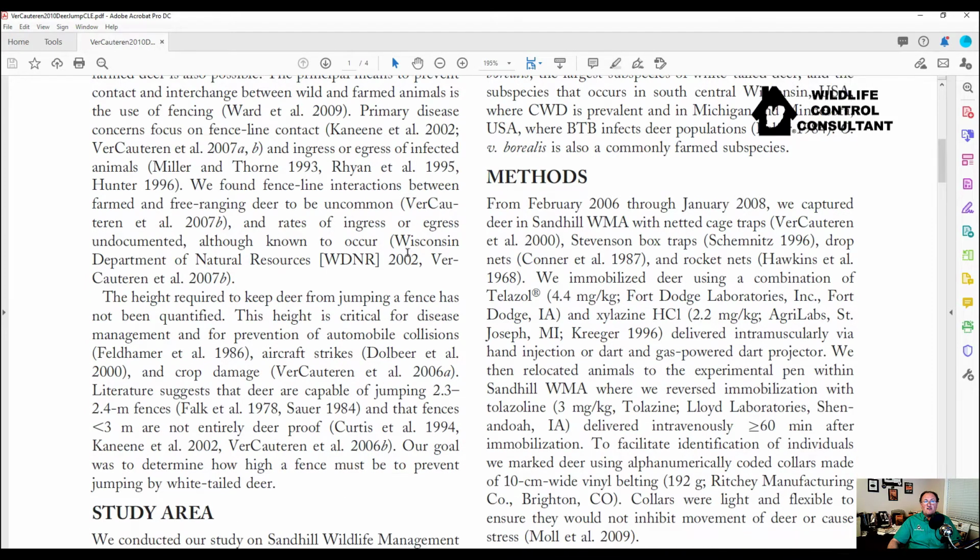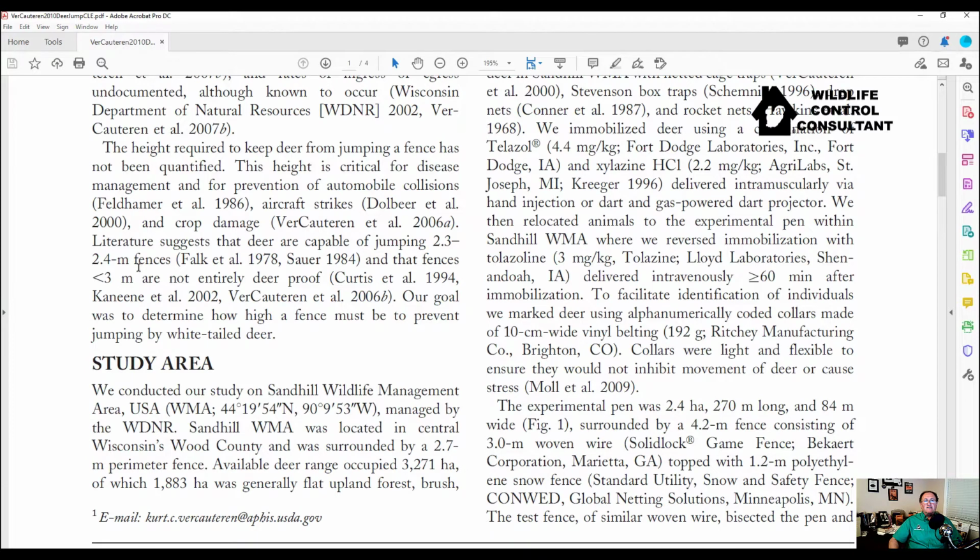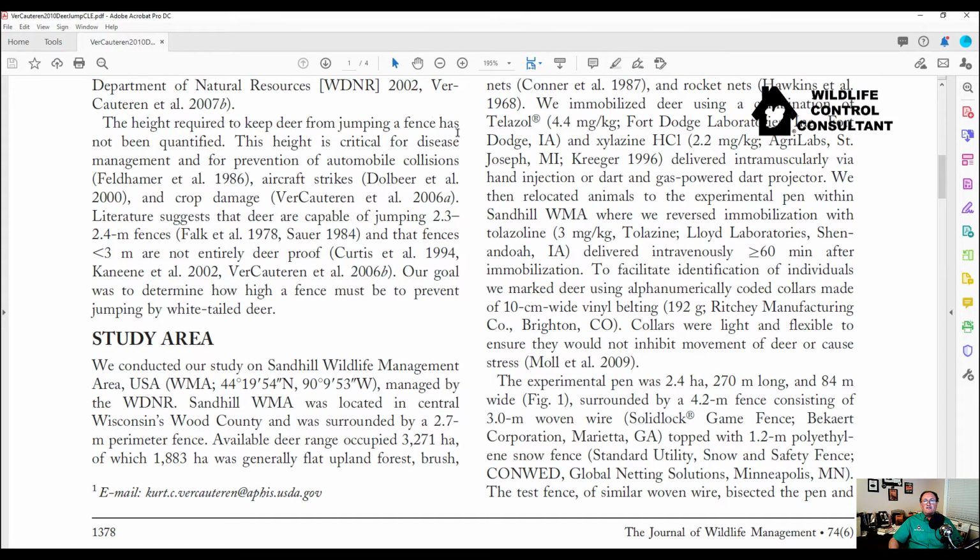So they're talking about this. And then it goes down further and it says the height required to keep deer from jumping a fence has not been quantified. And there's my paragraph right here. Let me put it right at the top of the screen for you. Right here, this paragraph on the left. The height, let me highlight it here for you. The height required to keep deer from jumping a fence has not been quantified. There's your justification for why they're doing this particular experiment. So how high is that fence? Do you know? Well, this article is basically up to this point the definitive answer to that question.